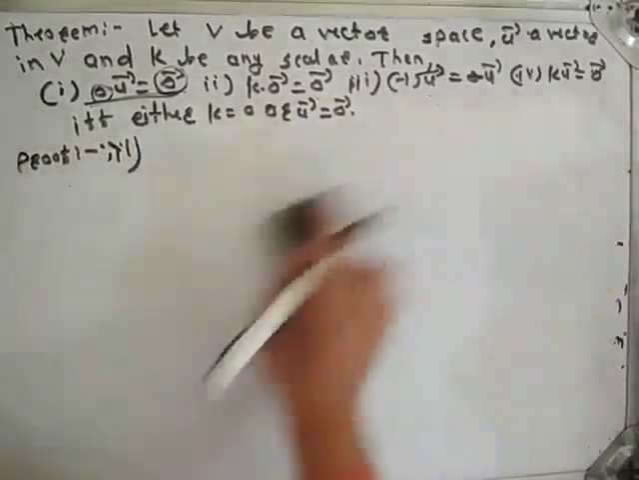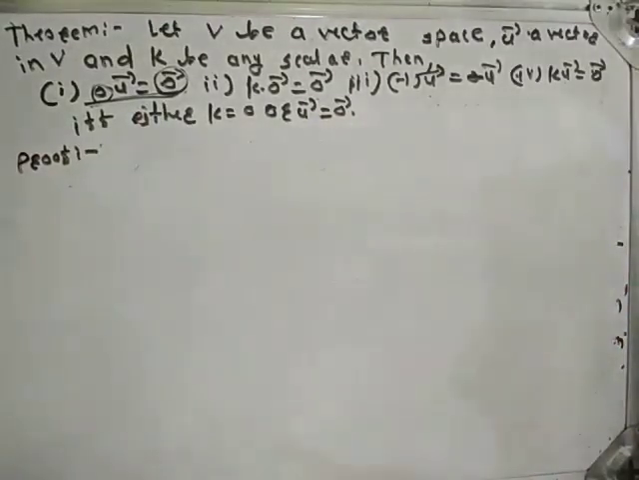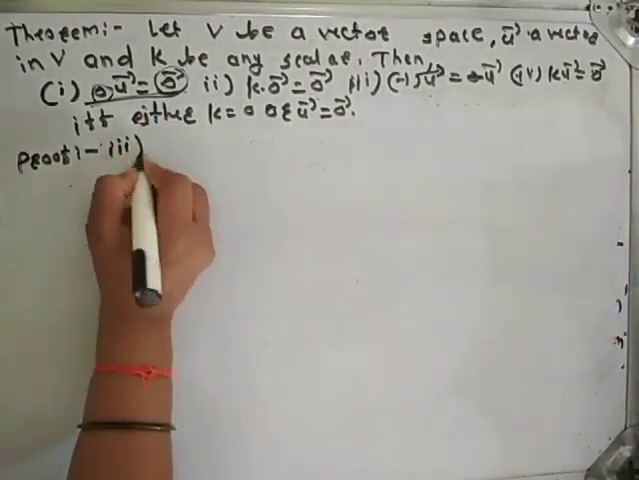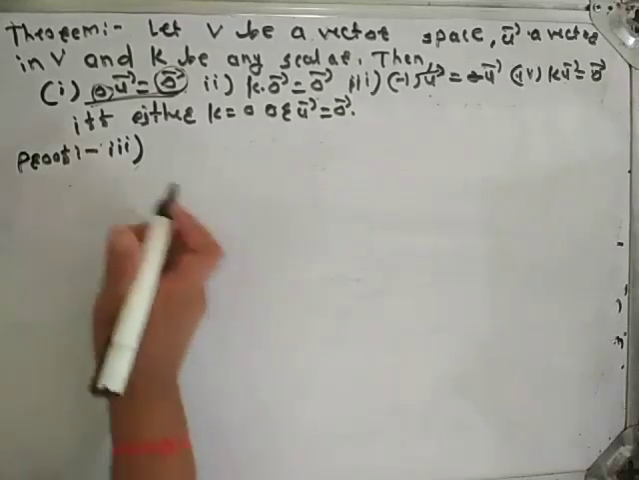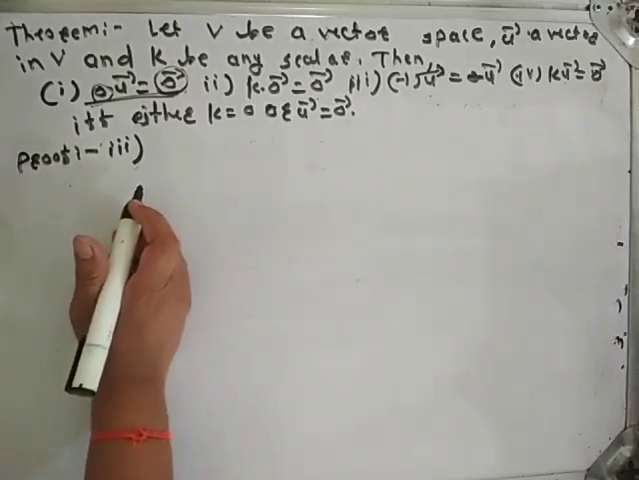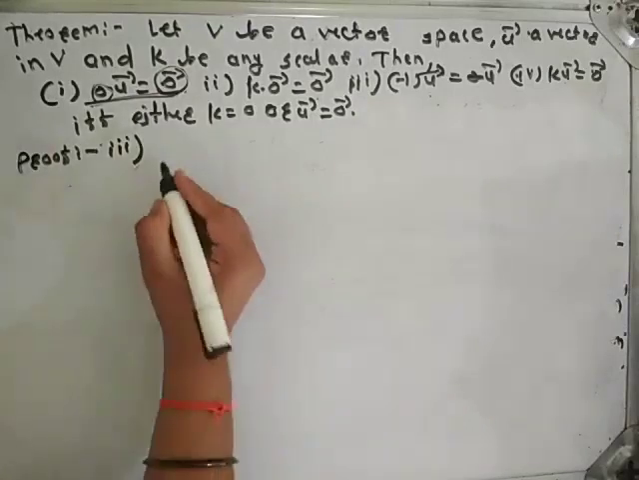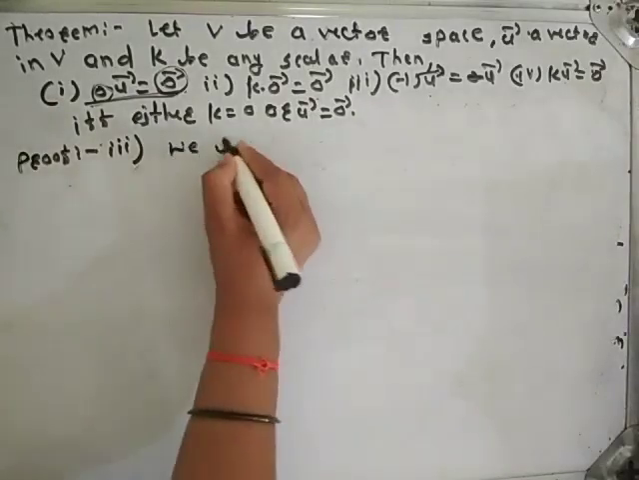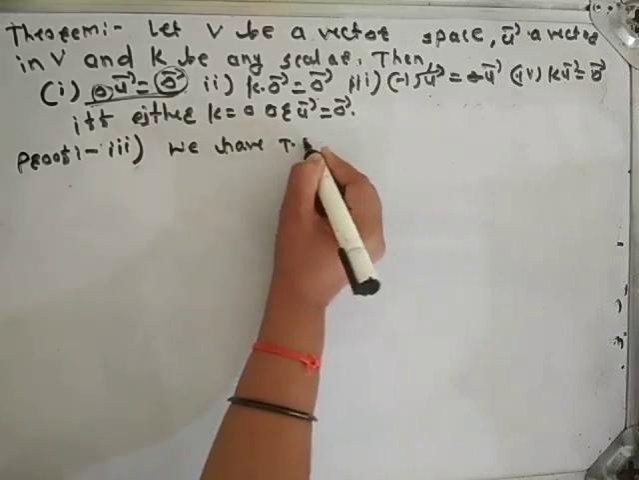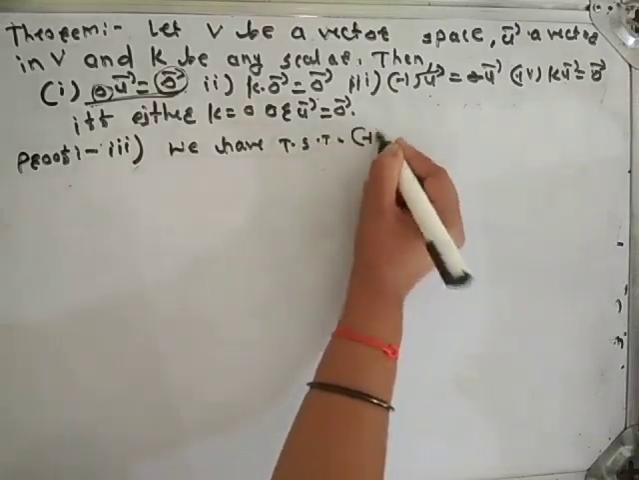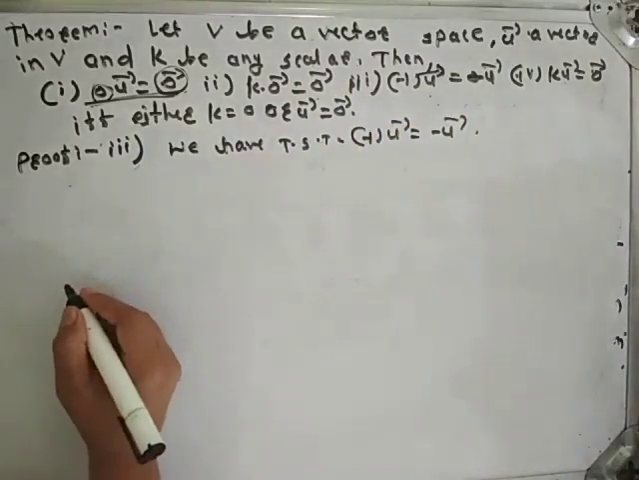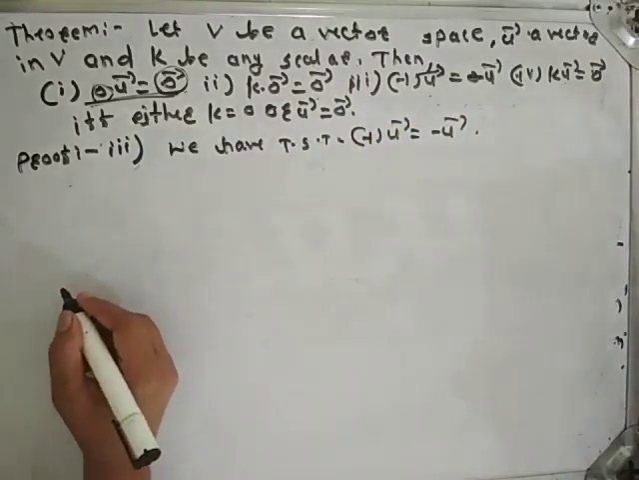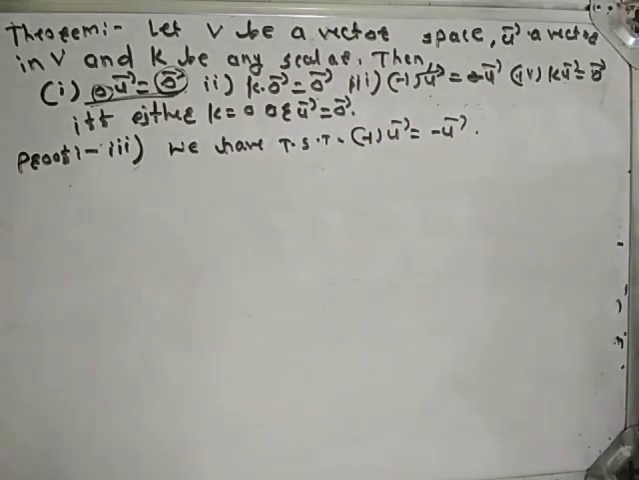Now we will prove part 3. In part 3, we have to prove that minus 1 into u bar is equal to minus u bar. Means we have to show that minus 1 into u bar is a negative of u bar.